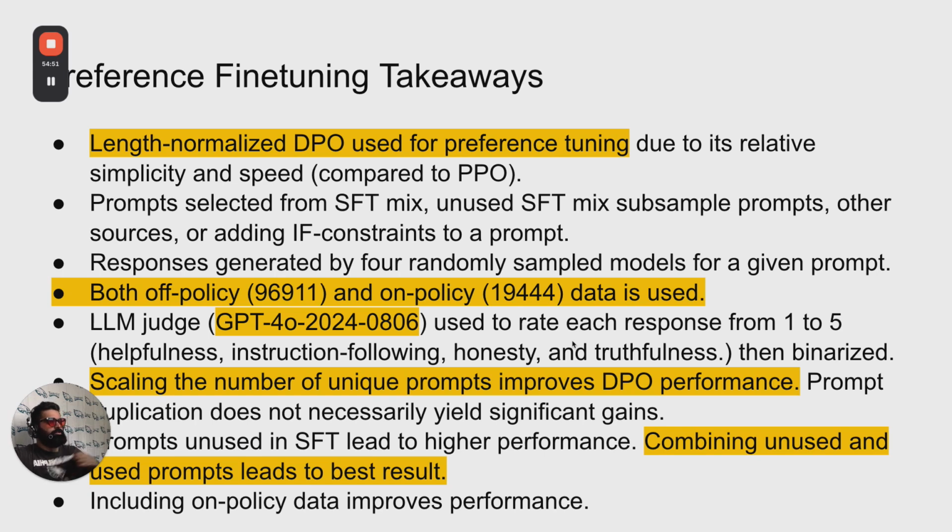Okay, to recap, preference fine-tuning takeaways. I'm only going to go over the highlighted ones. Length normalized DPO is used. Off-policy and on-policy data is used. GPT-4o is the judge that annotates the preferences. Scaling the number of unique prompts improves performance. Combining unused and used prompts from the SFT mix leads to the best result.